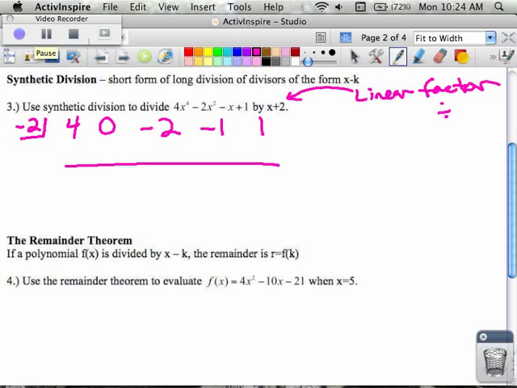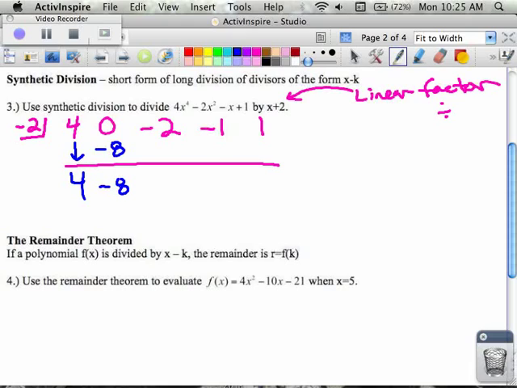Bring the 4 down. Why? Just because. It's like driving. Put it in gear and drive. Negative 2 times 4 is negative 8. Add them up.